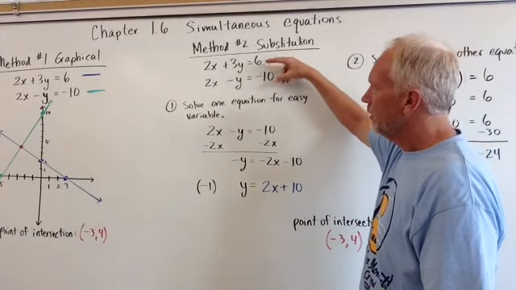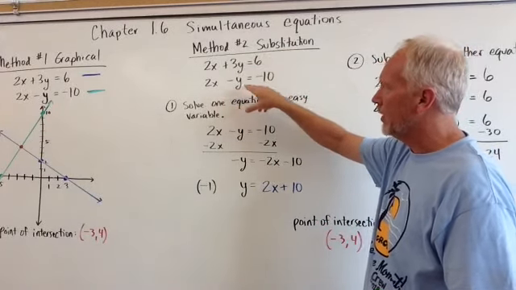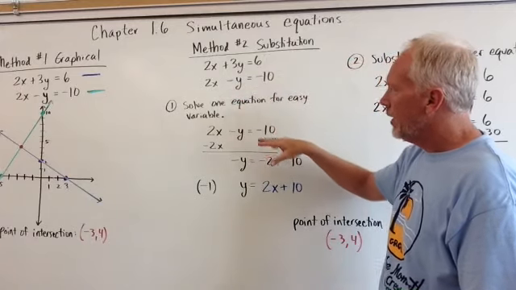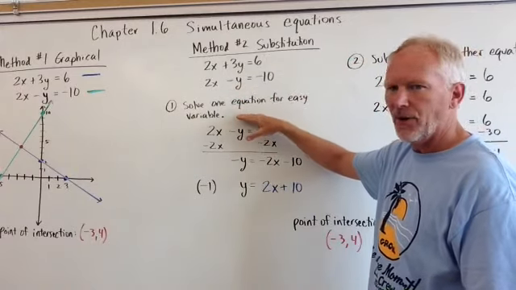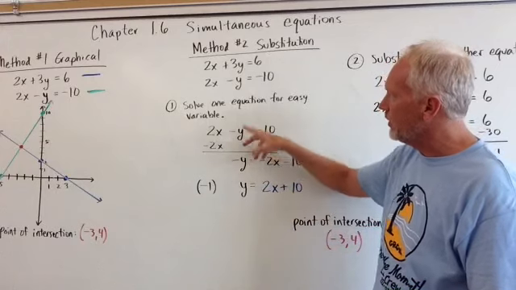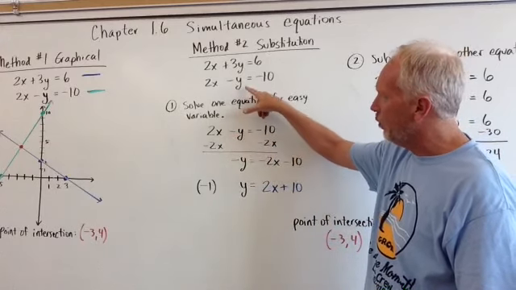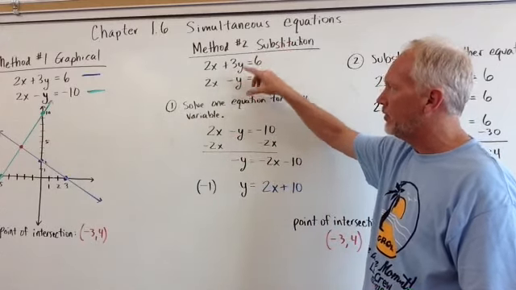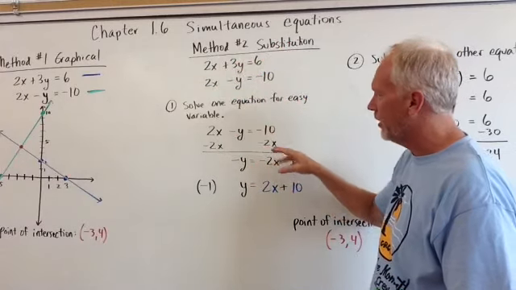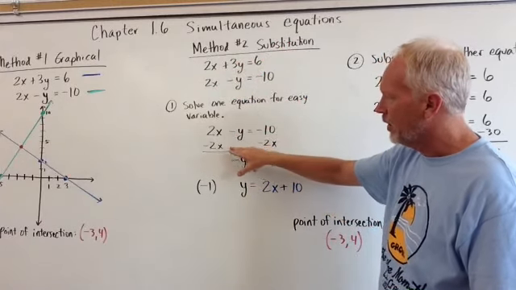All right, another way is the substitution method, and this is where we use the same equations. 2x plus 3y is 6. 2x minus y is negative 10. We solve one equation for an easy variable. So in this case, I chose the negative y here because I don't have to divide. There's not going to be a fraction later or anything like that. This was the easiest one I could do.